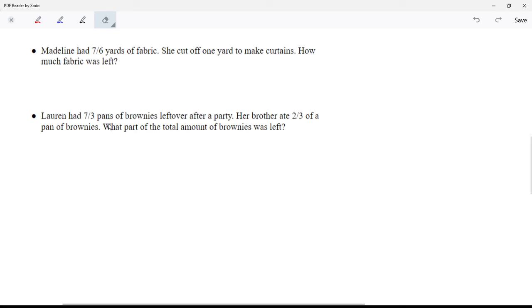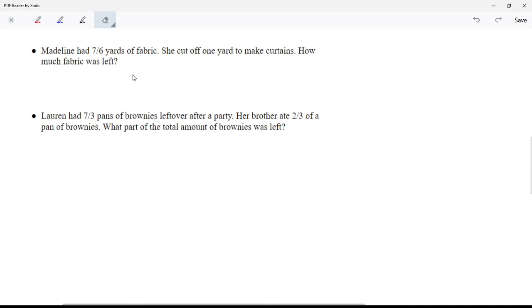Today we are going to do a couple more fraction questions. So let's get right to it. Madeline had 7/6 yards of fabric. She cut off 1 yard to make curtains. How much fabric was left?